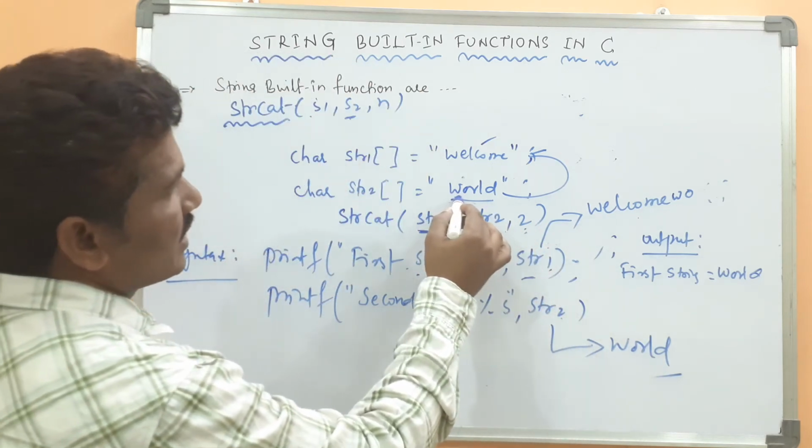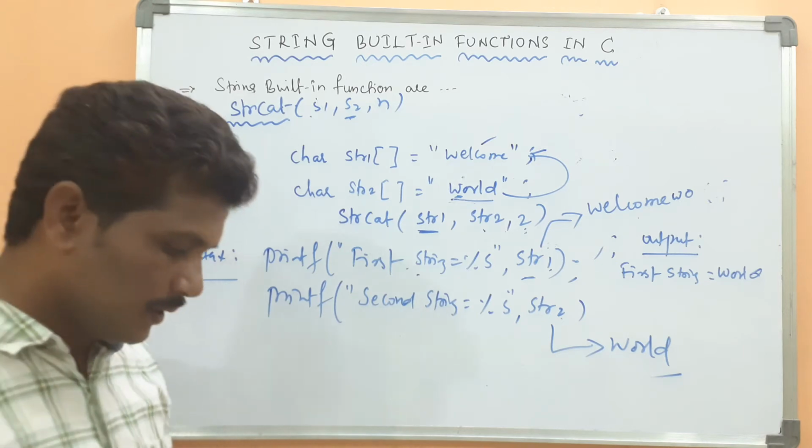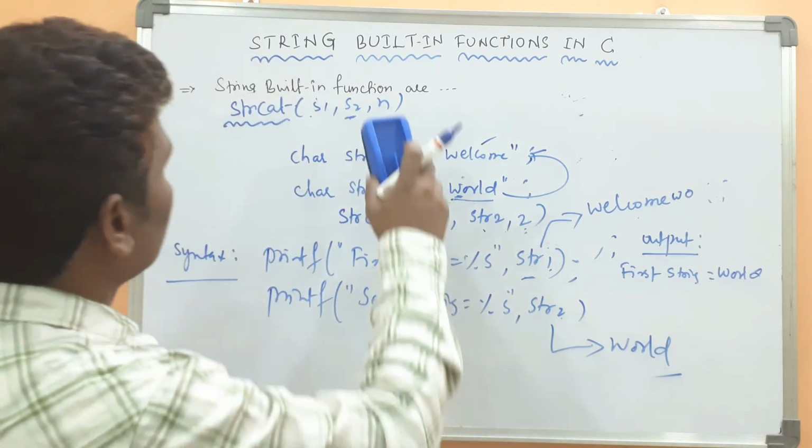Only 2 characters from string 2 can be appended at the end of string 1. Is it clear? Good.